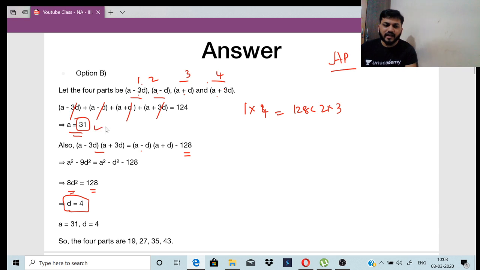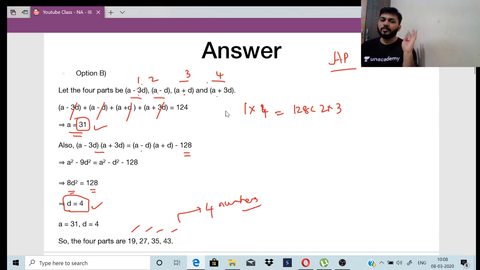So what is the value of A? 31. The value of D is 4. So here are your 1, 2, 3, 4 numbers. Substitute them accordingly. You will get 19, 27, 35 and 43. These are the 4 numbers. They have given it in AP. So A minus 3D, A minus D, A plus D, A plus 3D. The 4 numbers, right?